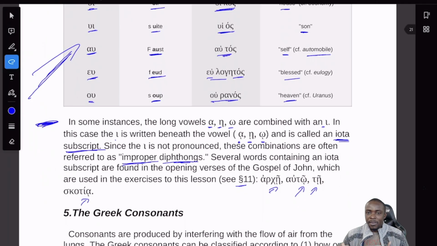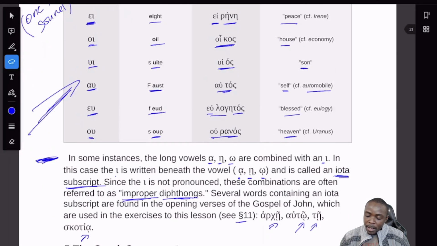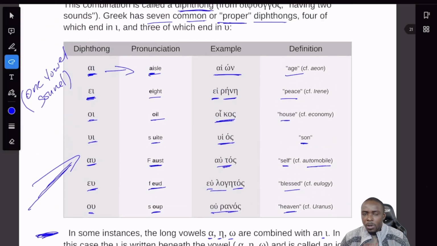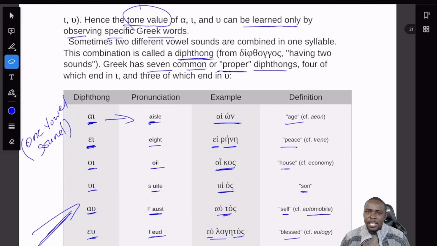So the iota is going to be very common in John 1 and verse 1. In this case, it's under the eta. In this case, it's under the omega. And in this case, it's under the alpha, right? So these are going to be all the diphthongs and pretty much the rules that govern the diphthongs that we're going to be introduced to in this course. So take your time, re-watch the video, and I'm going to do the pronunciations one more time.